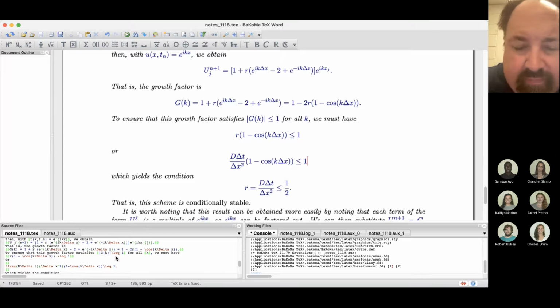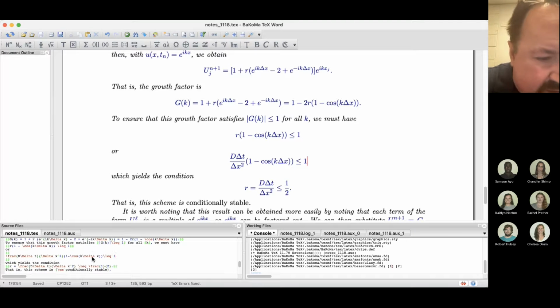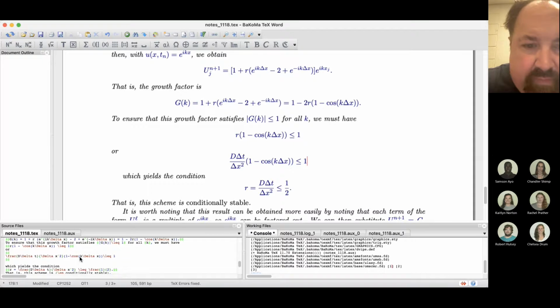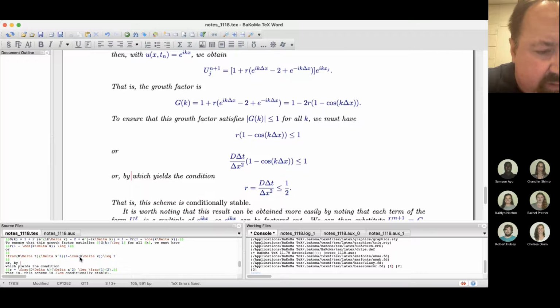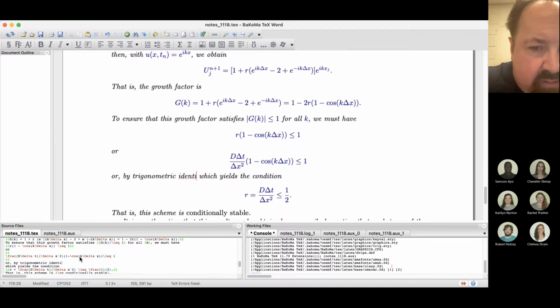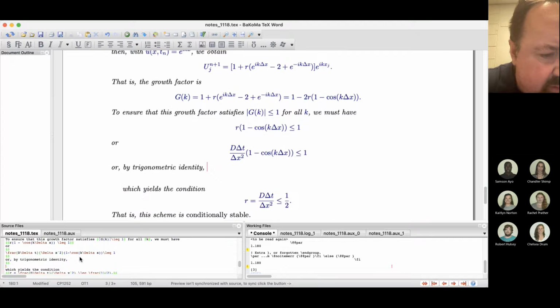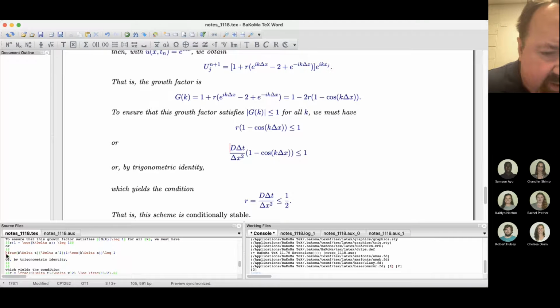Now, 1 minus cosine. Actually, you know what? I actually think I could do this without a Taylor expansion. Yeah, I could do this without a Taylor expansion.